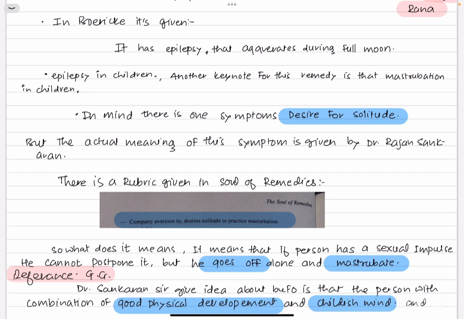Now epilepsy in children is another keynote of this remedy. And if this epilepsy in children is present with masturbation in children, we can think about the Bufo patient.